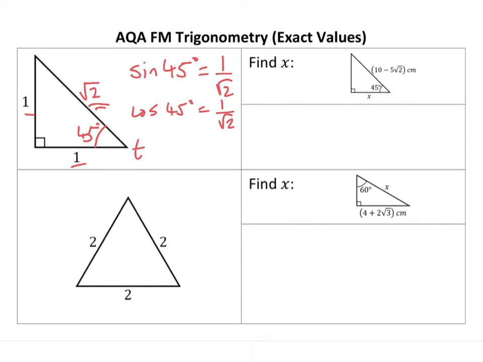And I know that tan of 45 is 1 over 1, which is 1. Okay, 1 over 1 there. Okay, so there you go. So there's some exact values for those.